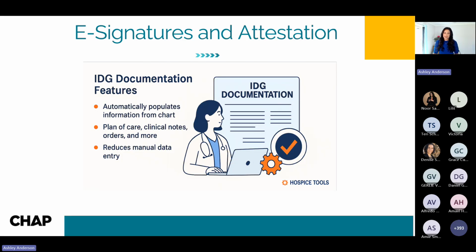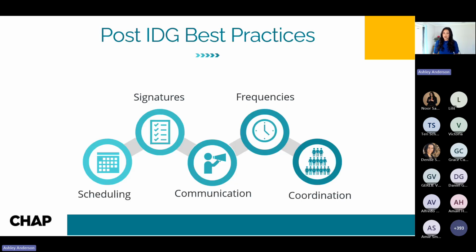Next slide. So post IDG. So we're kind of wrapping up at the end here. So kind of do what you did, redo, and circle back essentially. So number one is scheduling. So ensure your scheduler or the individual responsible for scheduling, because some of our clients have a master scheduler. It is their job to ensure that the schedule reflects the frequencies and the disciplines assigned to the patient. So you want to make sure for scheduling that those individuals are made aware of those updates.